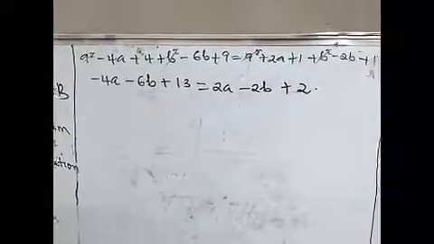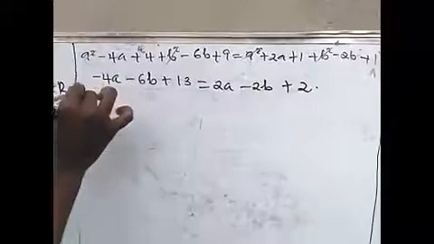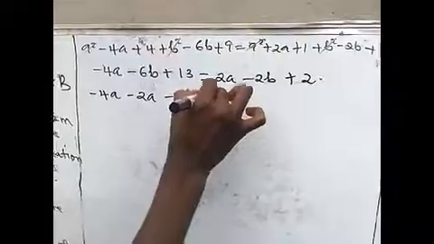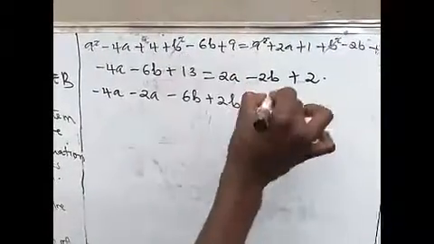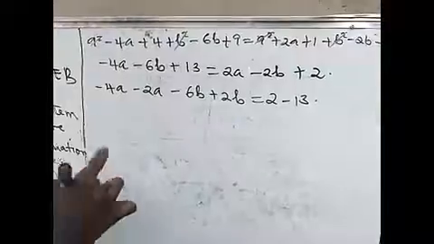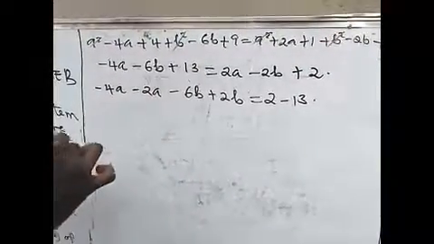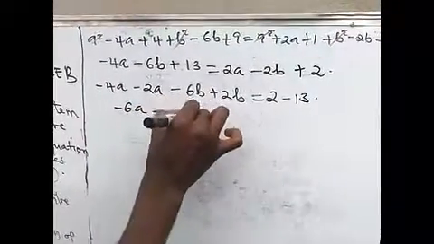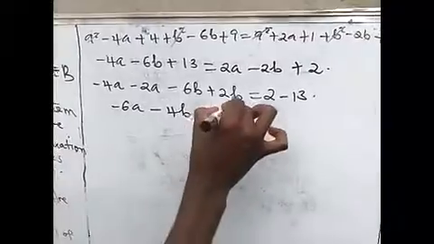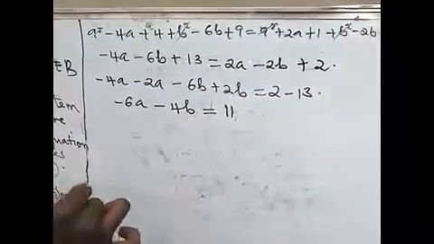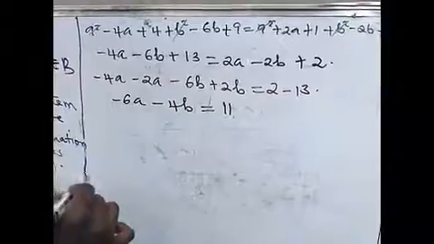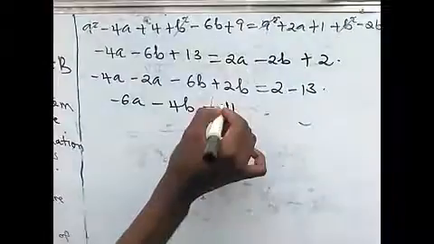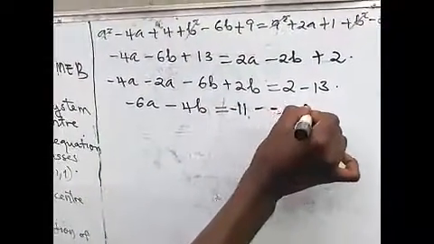So we are still to collect like terms. We are going to say minus 4a minus 2a minus 6b plus 2b equals 2 minus 13. Minus 4a minus 2a gives us minus 6a, and this will give us minus 4b, which is equal to minus 11. We name that our equation 2.